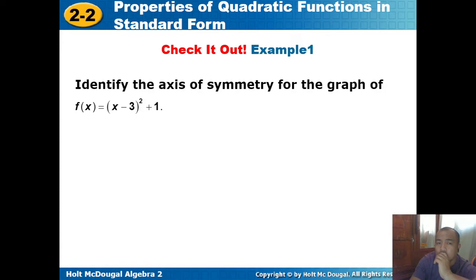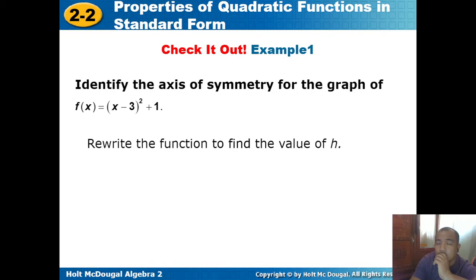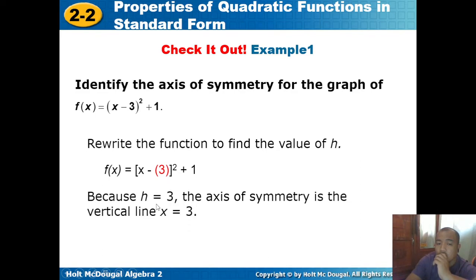Let's proceed. Identify the axis of symmetry for the graph of f of x equals (x minus 3) squared plus 1. First, write the function to find the value of h. The formula for the axis of symmetry is x equals h. So h is 3. Therefore the axis of symmetry is x equals 3, the vertical line x equals 3.